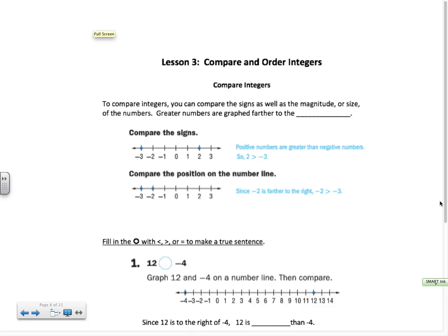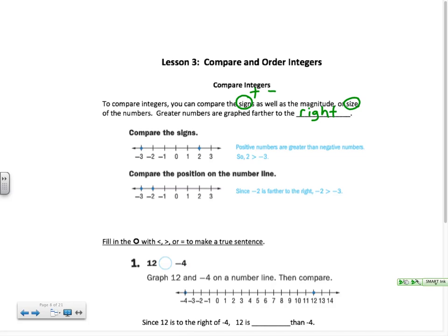Let's read this together. Compare integers. To compare integers, you can compare the signs. We know we have a positive or a negative sign, as well as the magnitude, or the size of the numbers. Greater numbers are graphed farther to the right. Okay, so let's look at two examples.